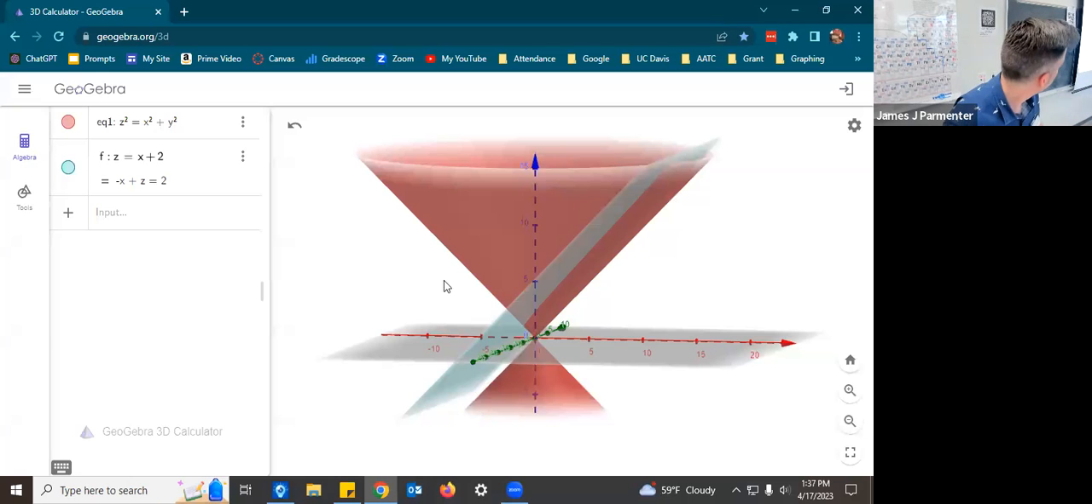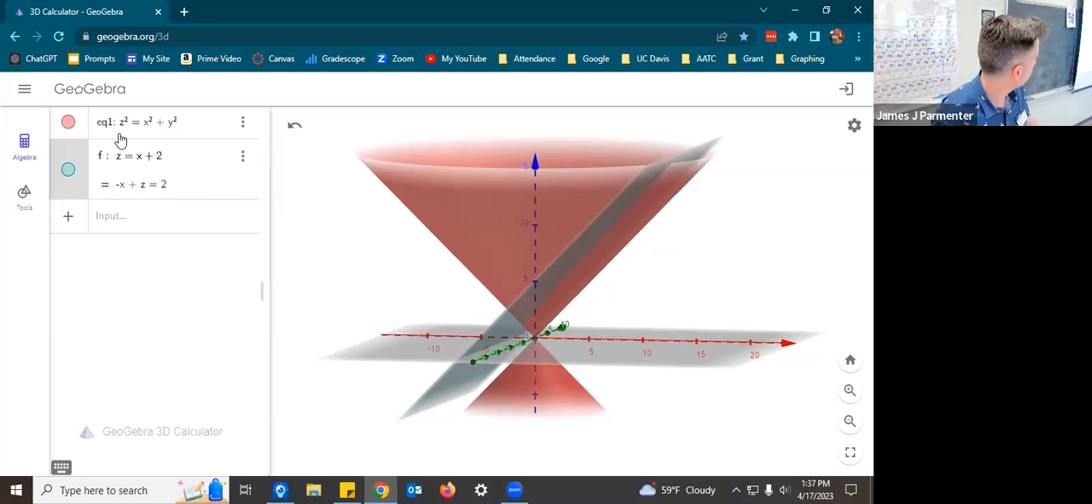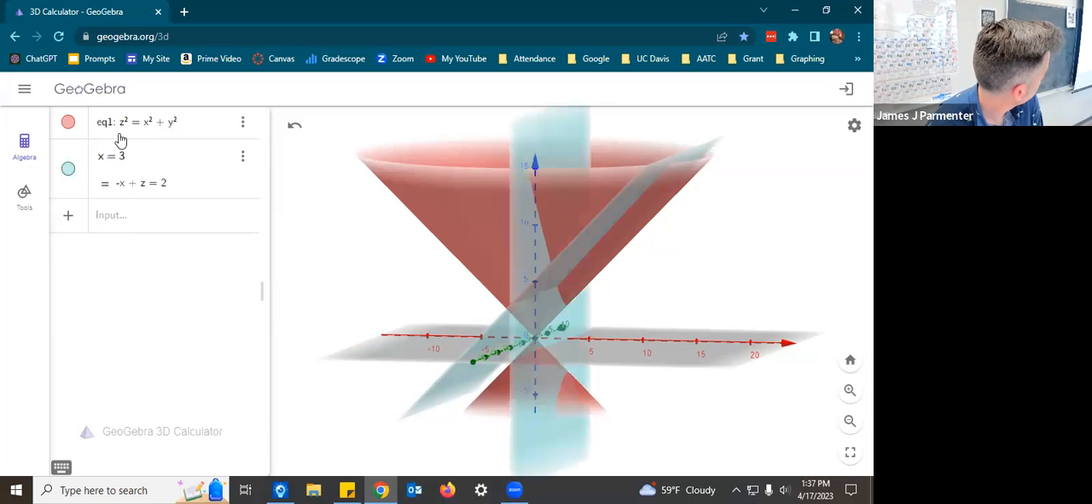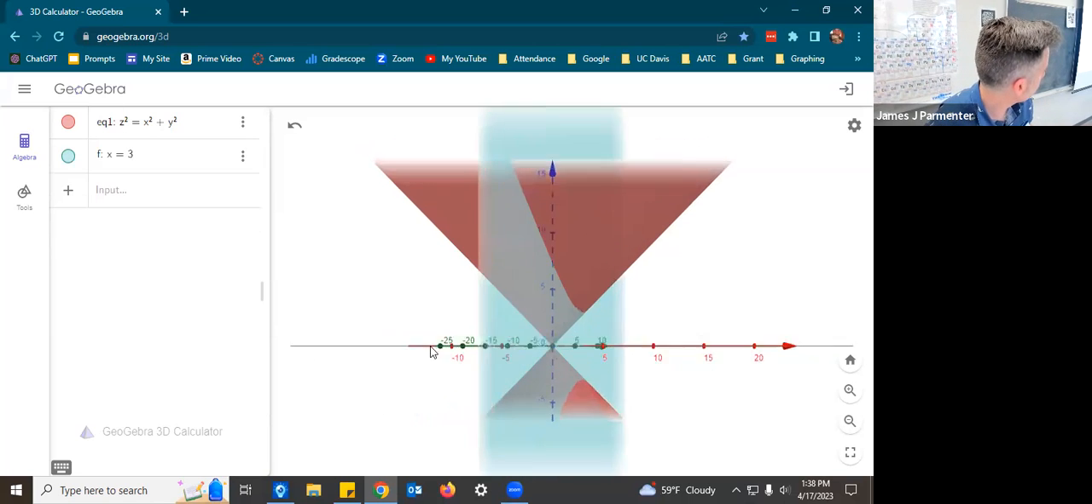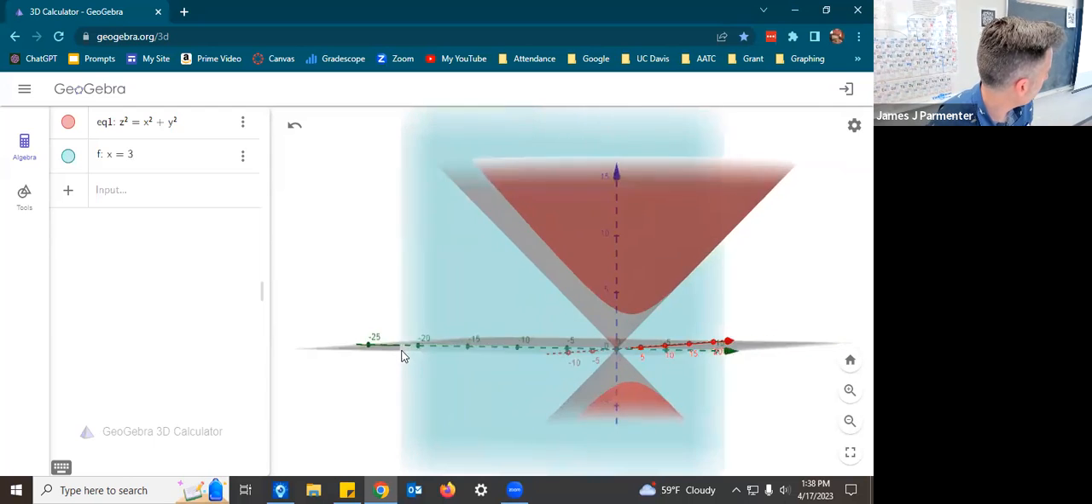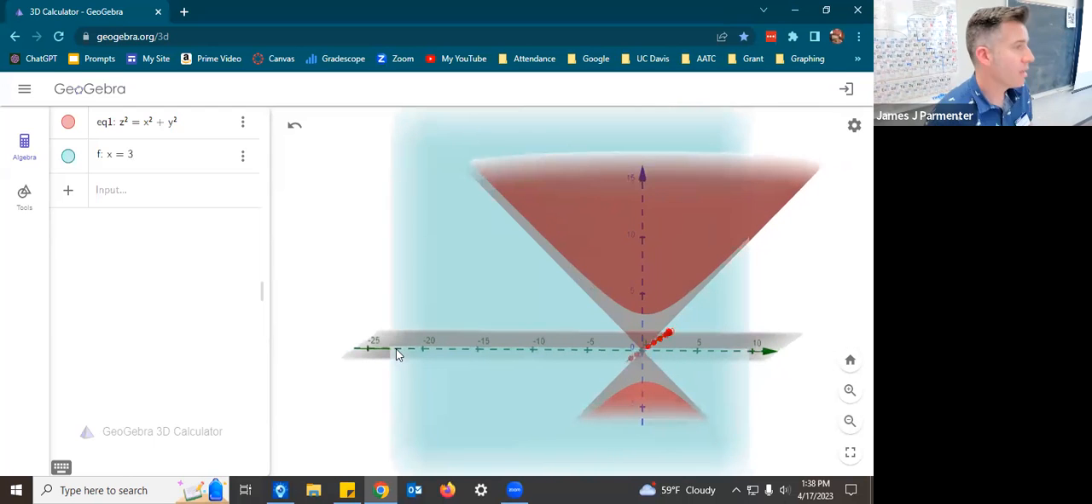Let me give you one more. If you do something like the plane x equal to 3, then it's cutting through the top and the bottom, so you're getting a hyperbola. Anyway, that's where all those graphs come from: the hyperbola, the parabola, the ellipse, the circle.